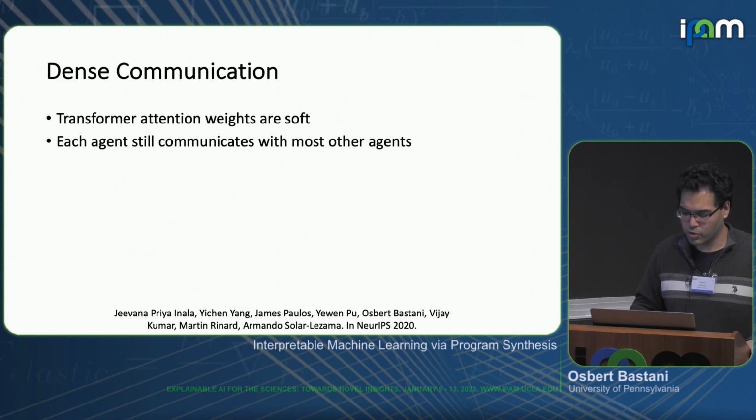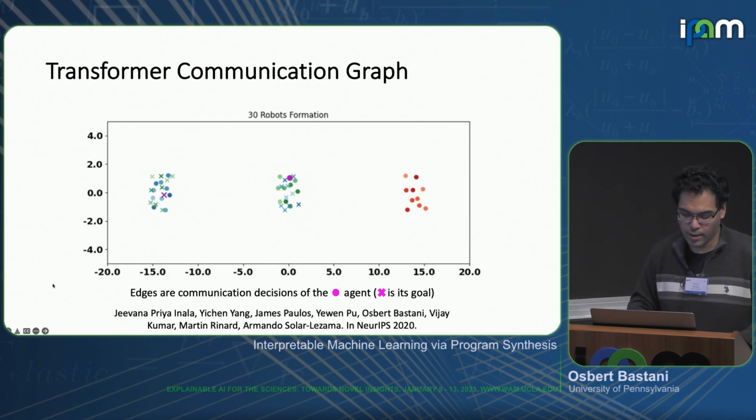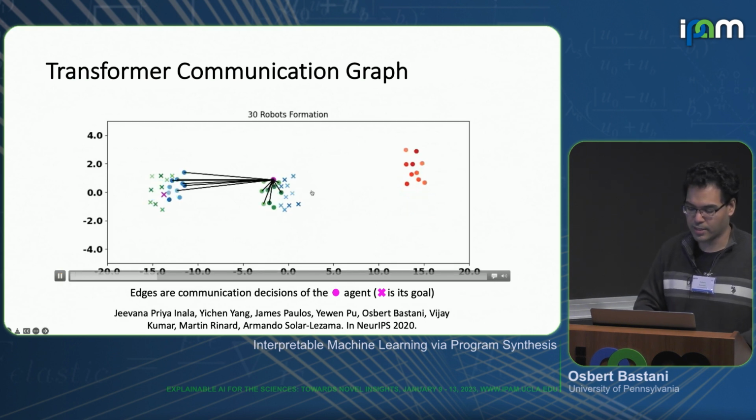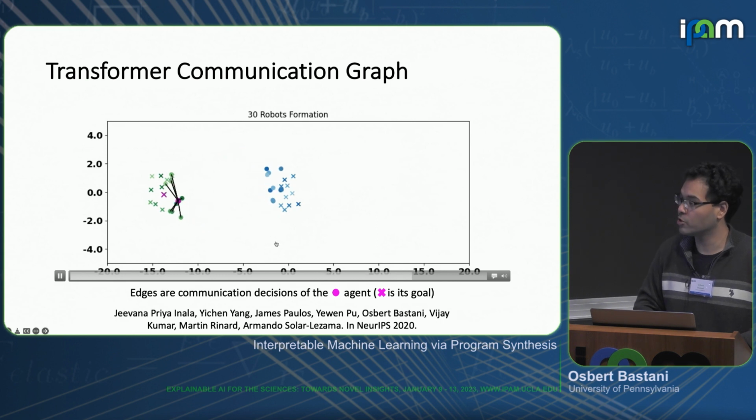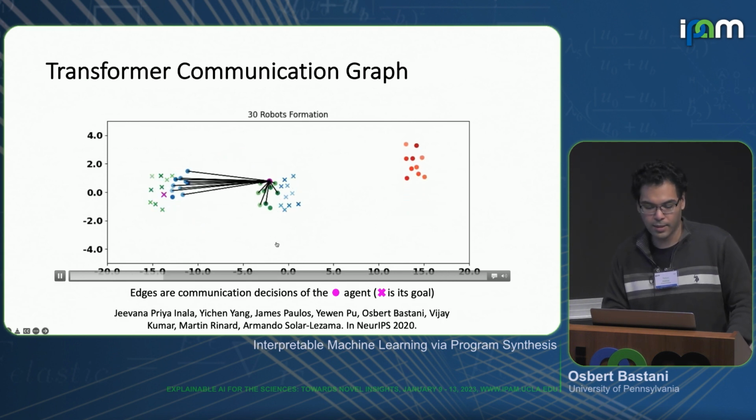The problem is that if you do this, you get soft attention weights which aren't very interpretable. When we had the graph, it was a manual thing, but at least we could understand how agents were communicating. But here you get a very dense communication structure. Here the purple agent is talking to almost all of the other agents in order to solve the task.